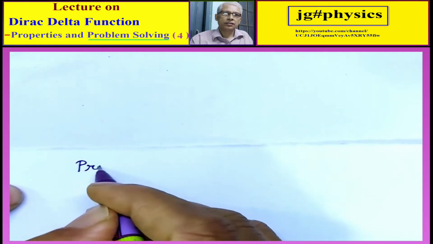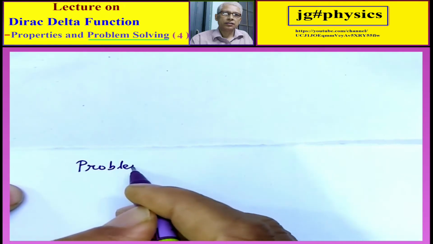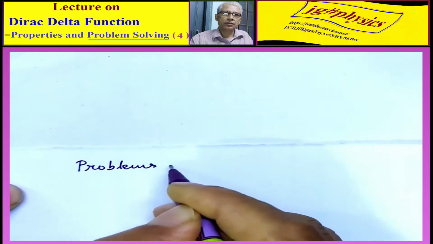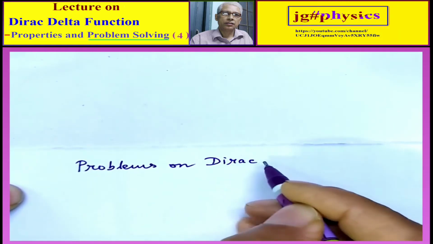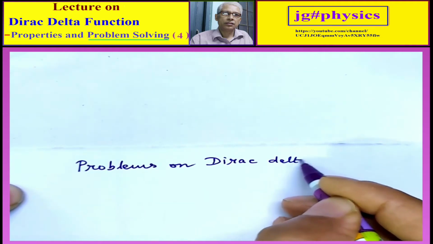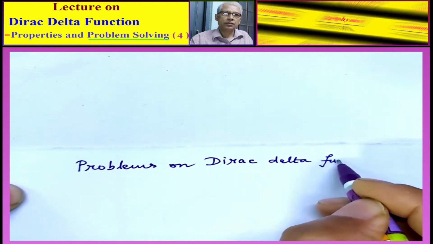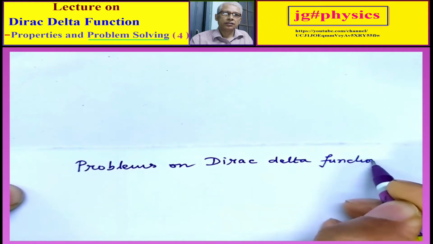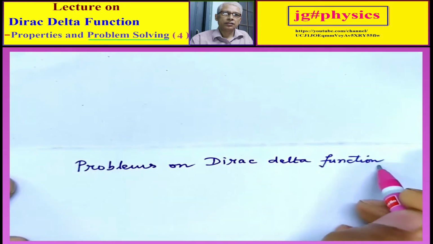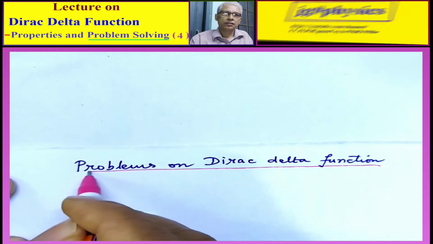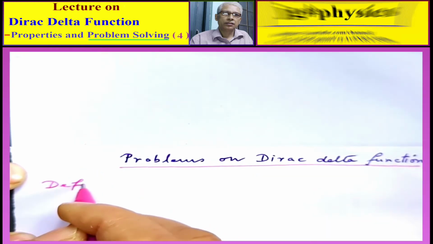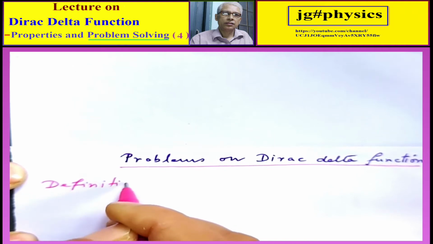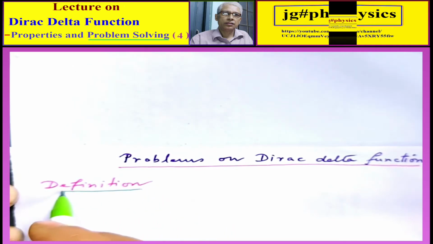Let us further our discussion on Dirac delta function. We will mention some more properties and solve some more problems on Dirac delta function. First, let us begin with the definition of Dirac delta function.